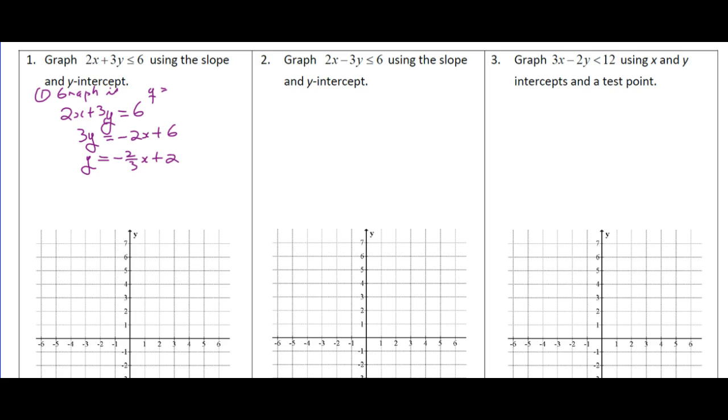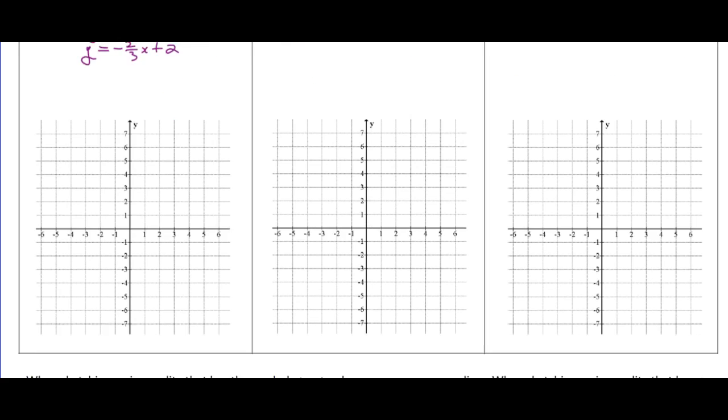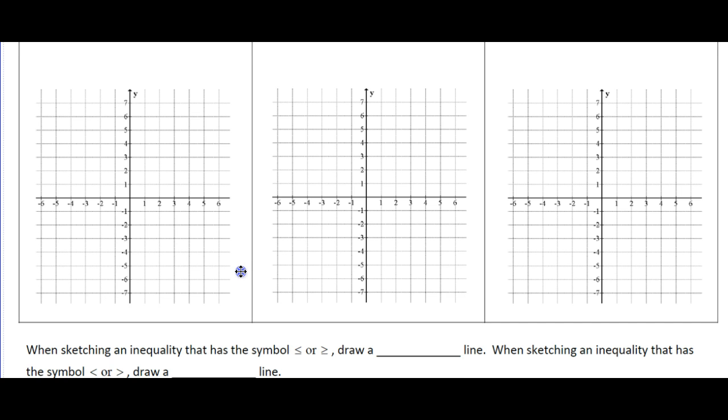Okay, so let's do that. Negative 2/3 x plus 2. There's a 2 for the y-intercept. The slope is negative 2/3, so go down 2, right 3, and also go up and to the left. It's not as many points, but if I've done this right, they should all lie on a straight line.